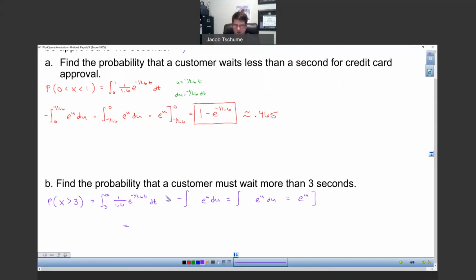So I'll go over this again. When you change your parameters, you will get negative 3 over 1.6 raised to, and the upper parameter is negative infinity. You would still flip them over because negative infinity is the lower parameter. And then you would evaluate from negative infinity to negative 3 over 1.6.